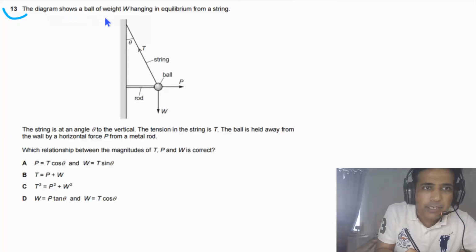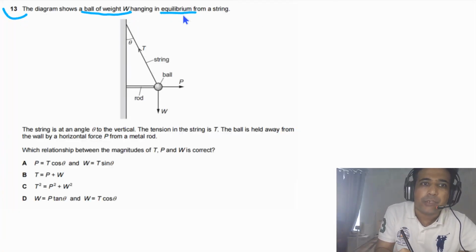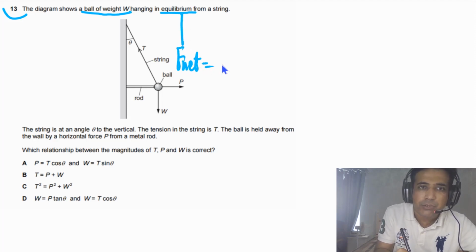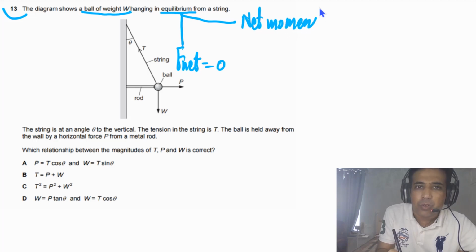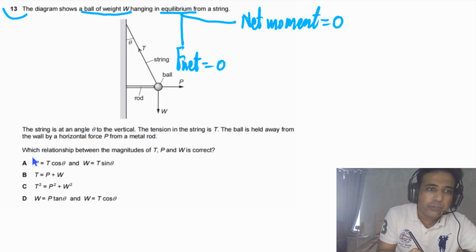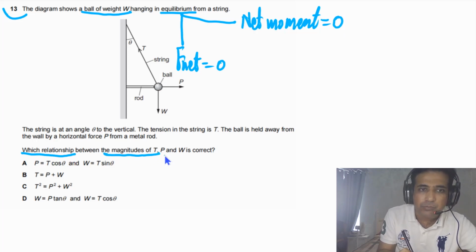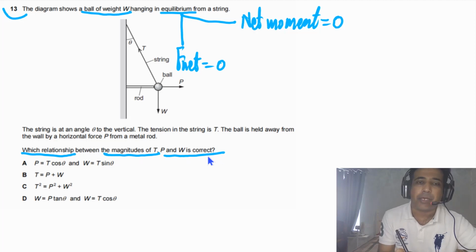Question 13 says the diagram shows a ball of weight W hanging in equilibrium from a string. Equilibrium means that net force in any direction has to be equal to 0 and net moment about any point has to be equal to 0. So this is the meaning of equilibrium. This concept has to be clear to you. So these are two conditions for equilibrium. For this question, we need to find out which relationship between the magnitudes of T, P and W is correct.